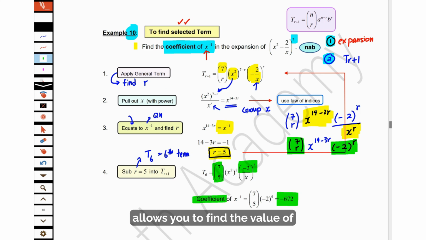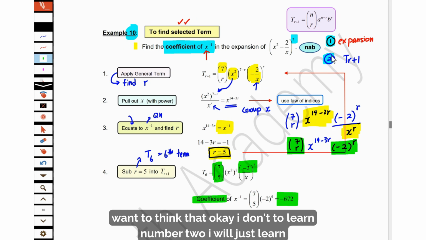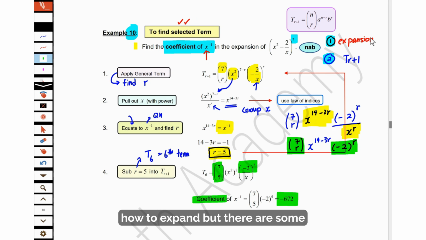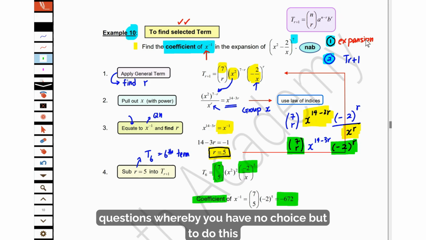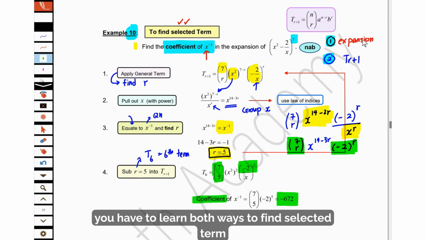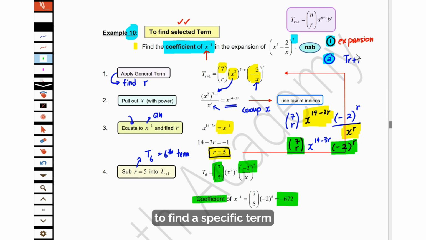Now this way allows you to find the value of R and the term itself without doing expansion. Some people may want to think that, okay, I don't want to learn number 2, I will just learn how to expand. But there are some questions whereby you have no choice but to do this way. Okay, you have no choice sometimes. So you have to learn both ways to find selected term. You either expand or you practice the steps to find the specific term.